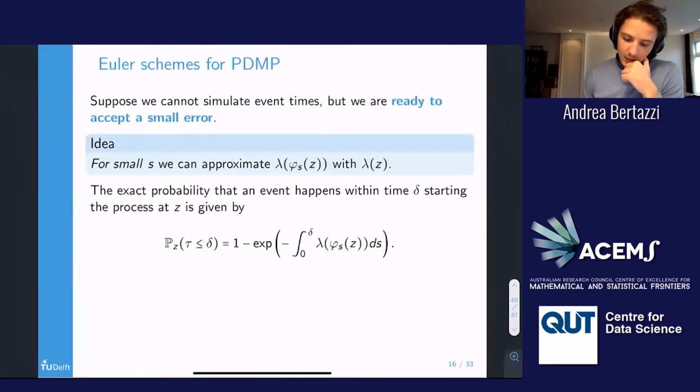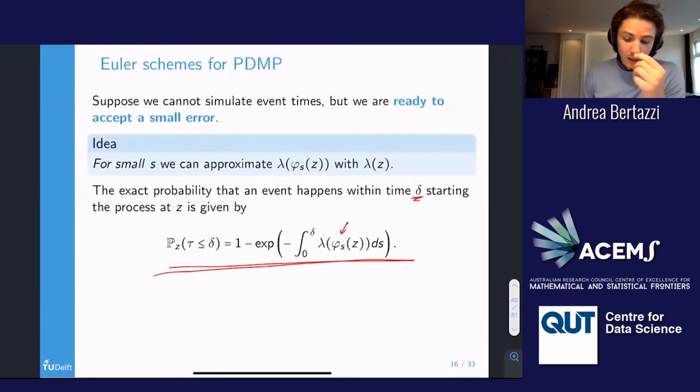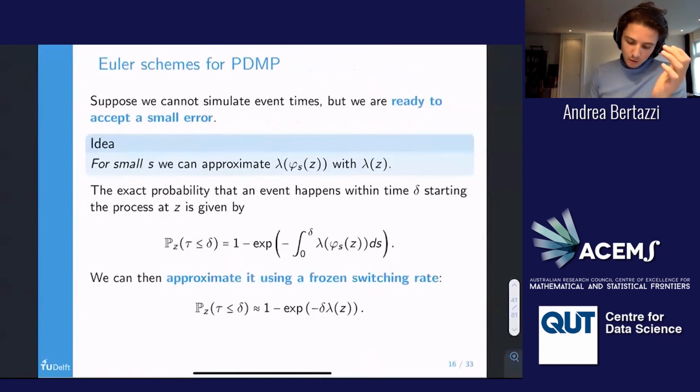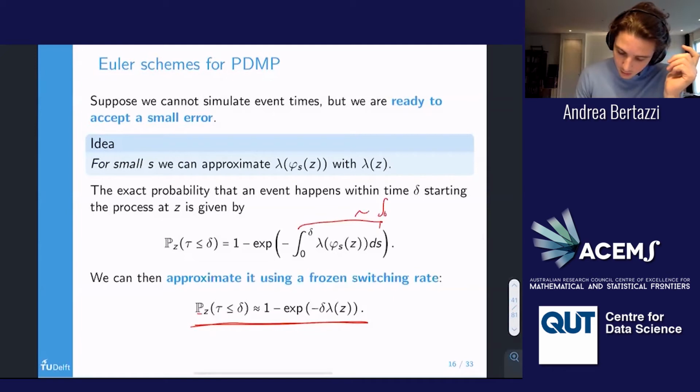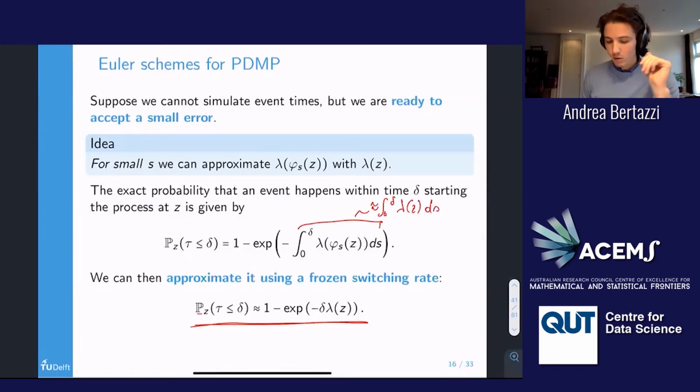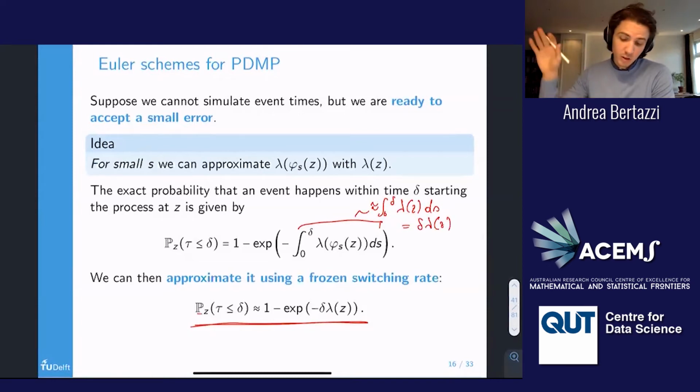And the reason why we can take advantage of it is that if we take a small delta, which will be then our step size, the correct distribution of our next switching time has this form, but we can approximate this object in the integrand with lambda z, and therefore we can approximate the whole distribution with this expression, okay? And why is that? Because we are approximating the integrand by freezing the switching rate at the starting point. And this is just delta lambda z, because there's no dependence on time. We're not moving in this approximate version.